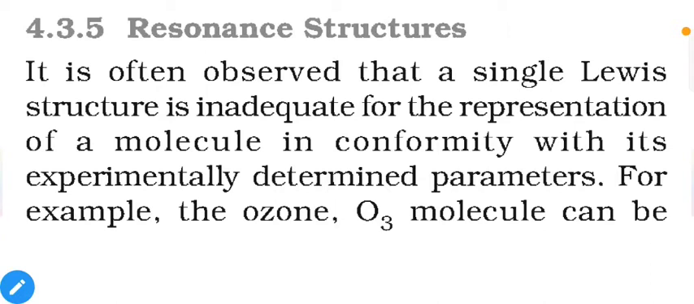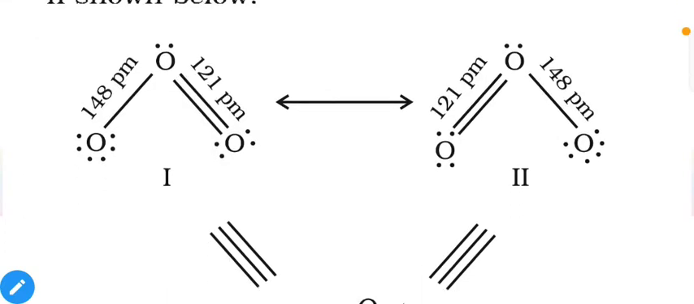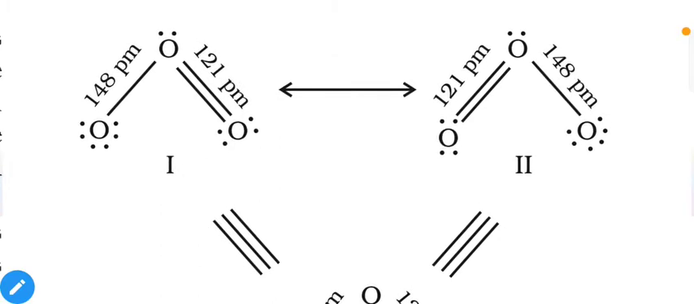It is observed that a single Lewis structure is inadequate to represent a molecule in conformity with its experimentally determined parameters. For example, the ozone O3 molecule can be equally represented as structure 1 and 2. Suppose this is our first oxygen, this is second, and this is third. Initially we have a single bond between the first and second oxygen and a double bond between the second and third oxygen.